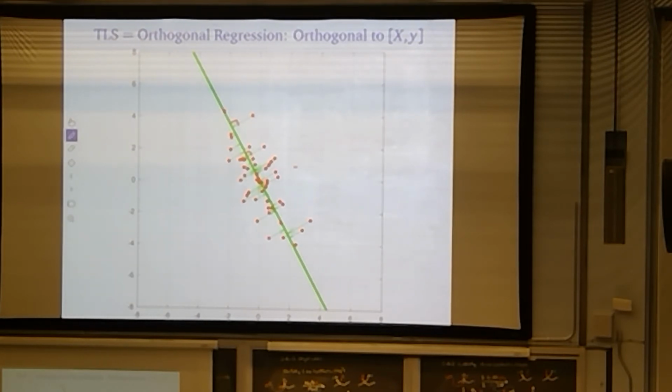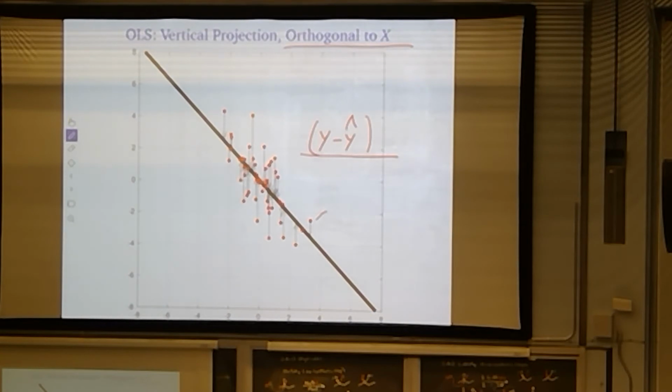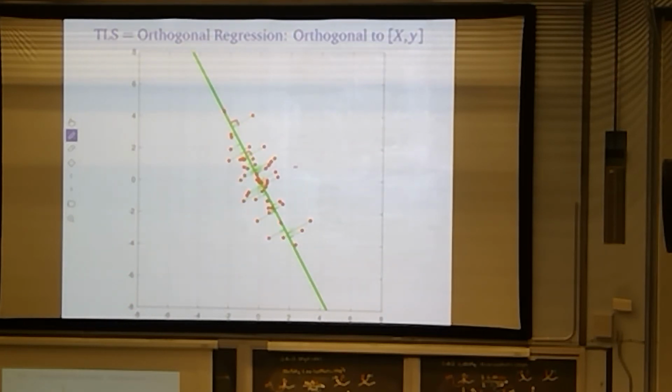OLS is just vertical because you assume x is golden, no noise in it, you don't touch it. Here you assume x is probably also wiggly. You can't trust it as much, so I'm going for the linear space approximation. Okay?